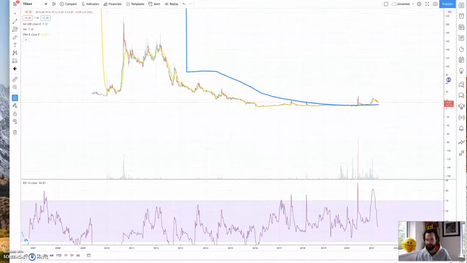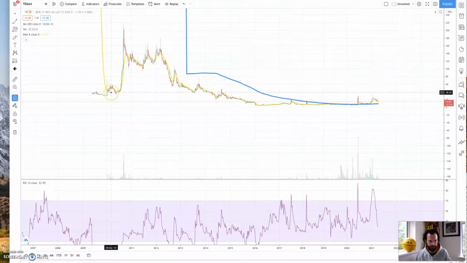Basically, this is the chart for this company, Teka. This specific share, they actually look like they have a couple of different shares. This one's called Teka4, so it's the one that I'd recommend. Basically, on TradingView here, it shows you back until 2009. So here's the years, and here's the price.